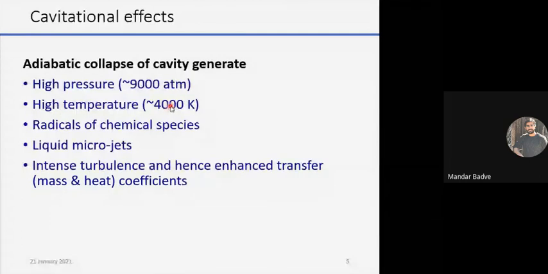And because of these high temperature and pressure conditions, you get radicals of the chemical species, or you get liquid microjets, and this creates very intense turbulence locally, and hence enhances the heat and mass transfer coefficients as well. So these were some observations reported by Rayleigh, and the initial efforts were only to avoid cavitation, right? Because people only knew that it has an adverse effect on their impeller or propeller. So therefore, initial efforts were only to avoid this cavitation, right?